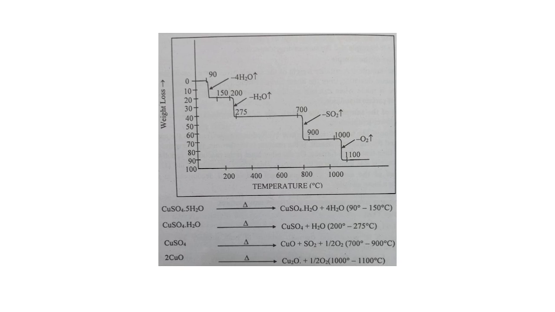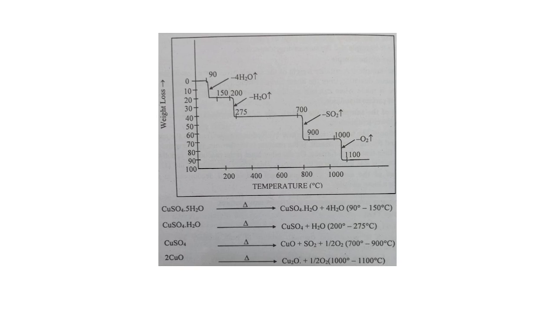So, the TG curve of copper sulfate is shown in this figure. The pentahydrate of copper sulfate on heating gets reduced to cuprous oxide, as shown in the figure. Means from 90 to 150, 4 water molecules are lost. 200 to 275, one more water molecule is lost. Then 700 to 900, sulfur dioxide gas is evolved, and from 1000 to 1100, oxygen is lost.